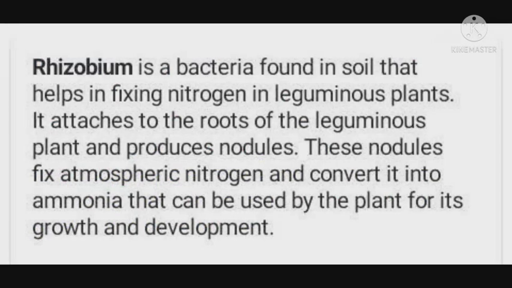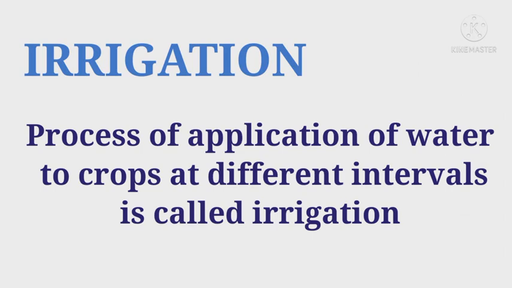Rhizobium is a bacteria found in soil that helps in fixing nitrogen in leguminous plants. It attaches to the roots of the leguminous plants and produces nodules. These nodules fix atmospheric nitrogen and convert it into ammonia that can be used by the plant for its growth and development. Next step is irrigation.